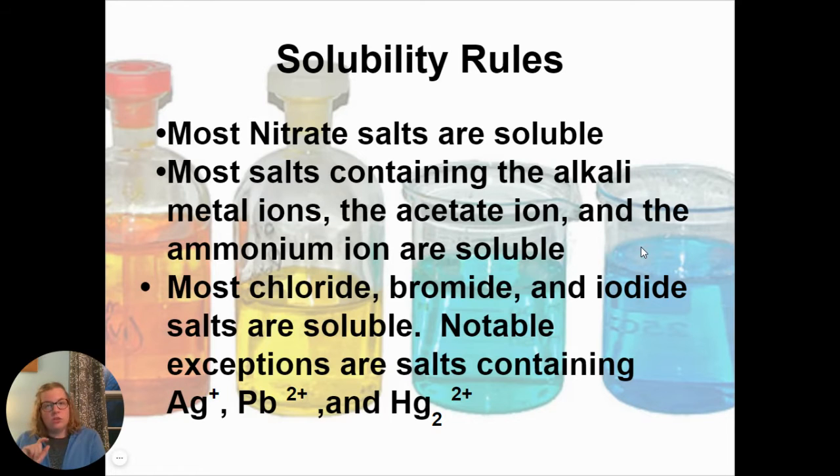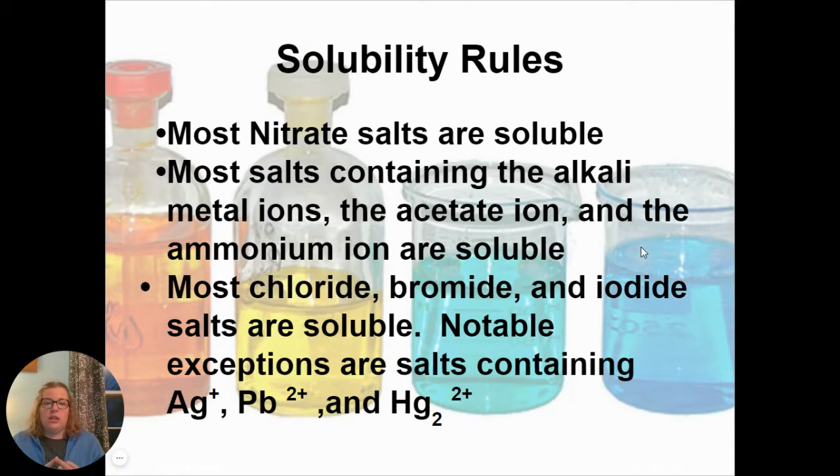When you look at your compound, if you see a nitrate, which is NO3 minus, in the compound, or you see the cations, the alkali metal ions, those are going to be hydrogen, potassium, lithium, sodium, those in the first family of the periodic table. If you see the acetate polyatomic ion and the ammonium polyatomic ion, those are all going to be soluble. If you see them in a chemical formula, those are going to be chemicals that are soluble. They will dissolve because of the presence of those particular ions.